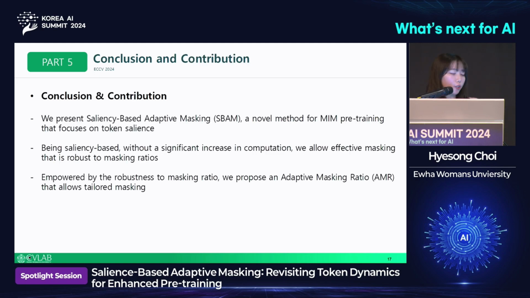So these are our contributions. We propose saliency-based adaptive masking, SBAM, a novel pre-training method that uses token salience for robust masking. And we also introduce an adaptive masking ratio, AMR, for tailored masking.